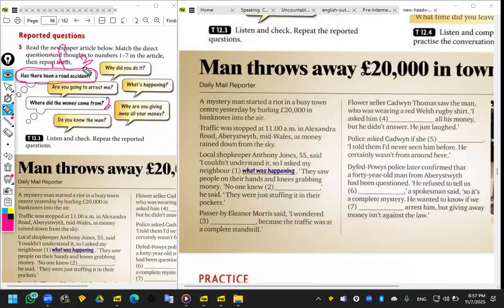Flower seller Cadwyn Thomas saw the man, who was wearing a red Welsh rugby shirt. I asked him why he was giving away all his money, but he didn't.